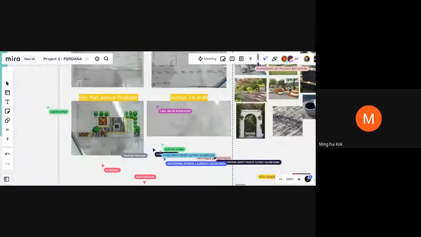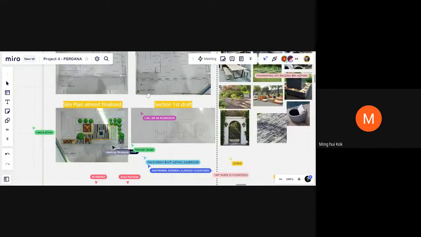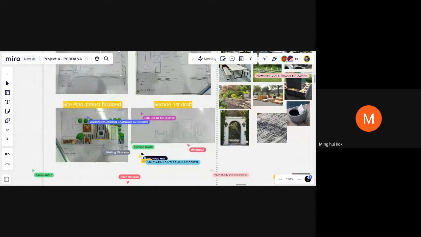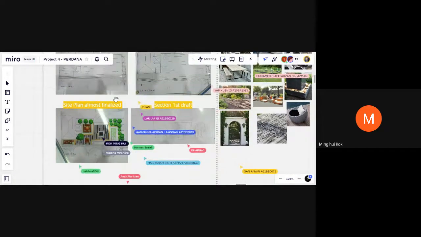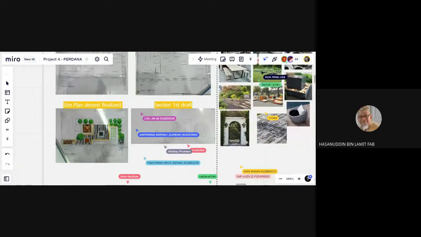For this site plan, it is almost my finalized site plan, but I haven't colored it all. For the first, last time I got suggestions from Jetin and also Madam Shikin. So I improved and changed something in my plan. Then in my site plan, this is the exercise area. For the exercise area, it's like this. Can you see that, Madam? Doctor? Yep. Yeah. This is my exercise area.